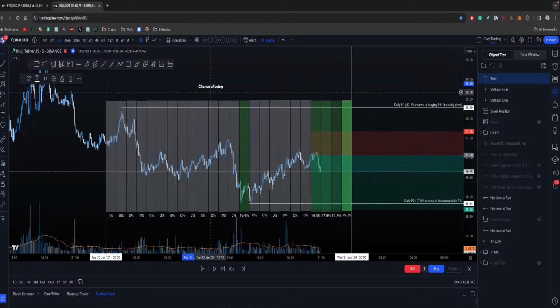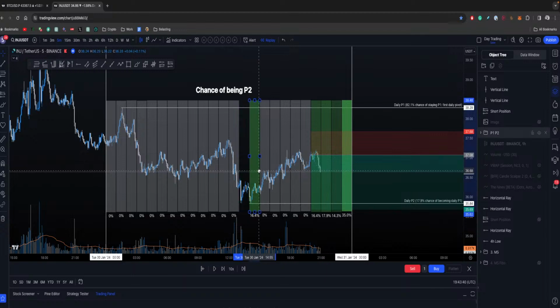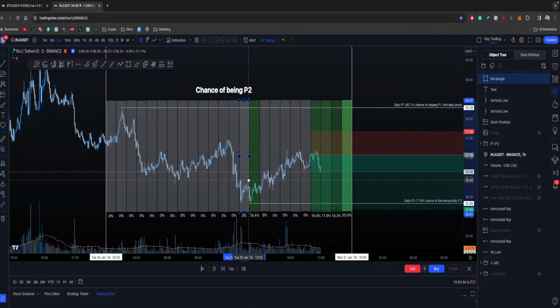Chance of being P2. Can I make this bigger? If any of this doesn't make sense, then stop me and ask a question. Chance of being P2. Now, obviously, anything before the current P2, I made a mistake. I had this one and this one switched up. So let me rectify that. There we go. Mistake fixed.